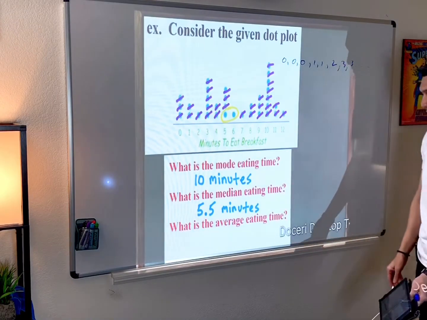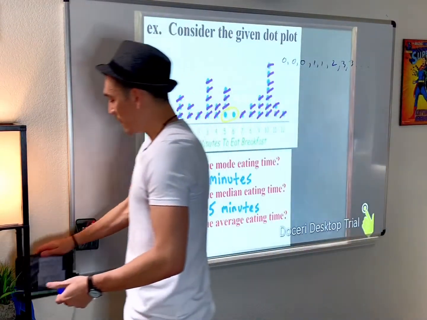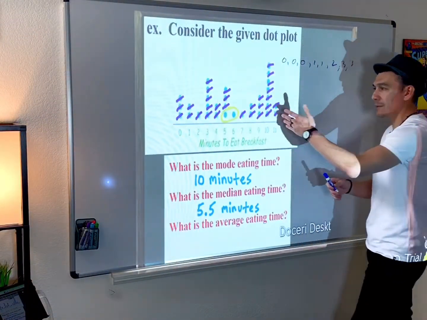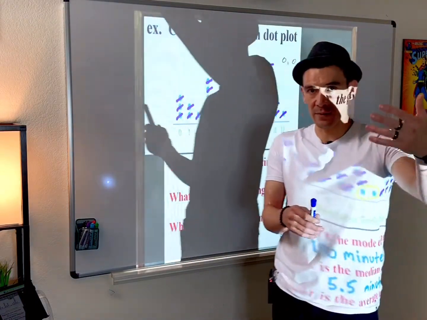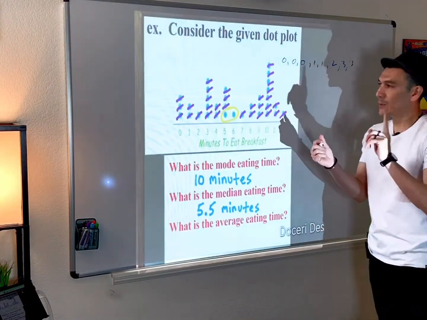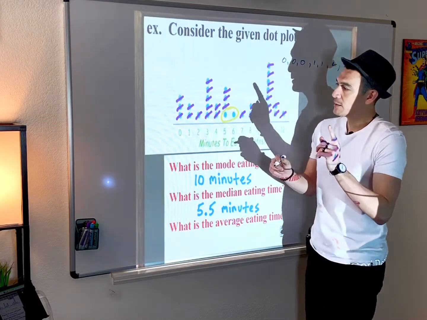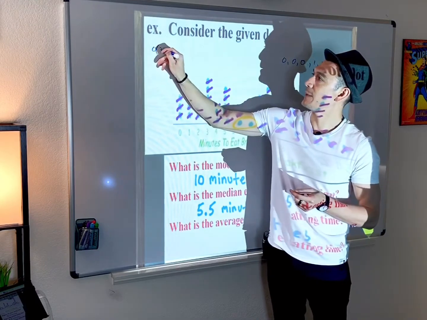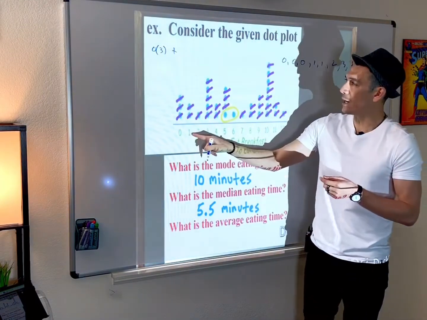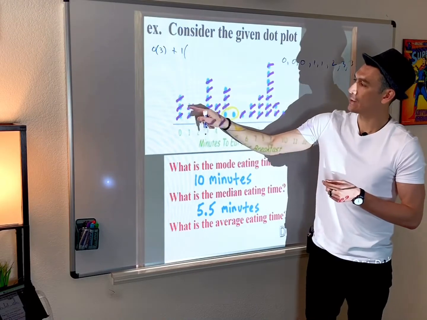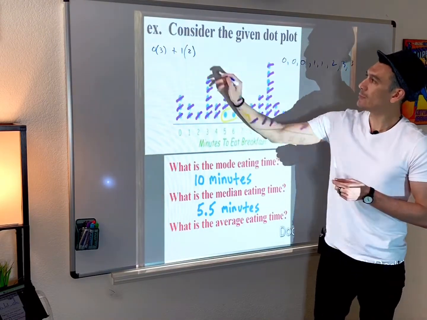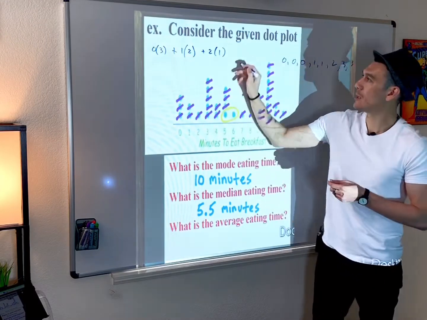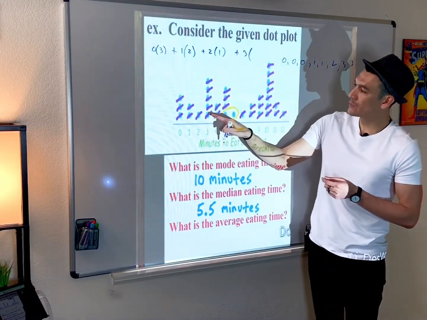Now, one more question, the average. So for the average, what I'd have to do is I'd have to add up all the numbers, and then I'd have to divide by the number of numbers. So here's a fast way of doing this. Here's the fastest way. So 0 happens how many times? 3 times, right? Plus 1 happens how many times? 2 times. Plus 2 happens how many times? It only happens once. Plus 3 happens 1, 2, 3, 4.